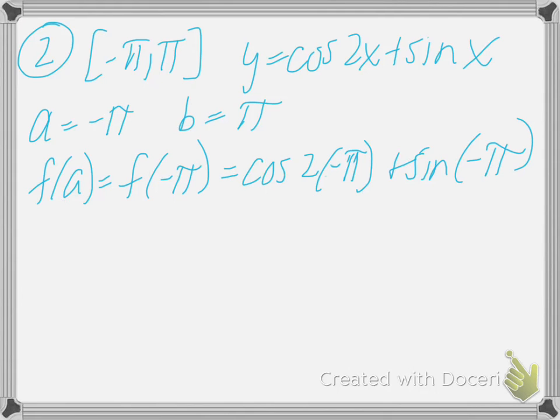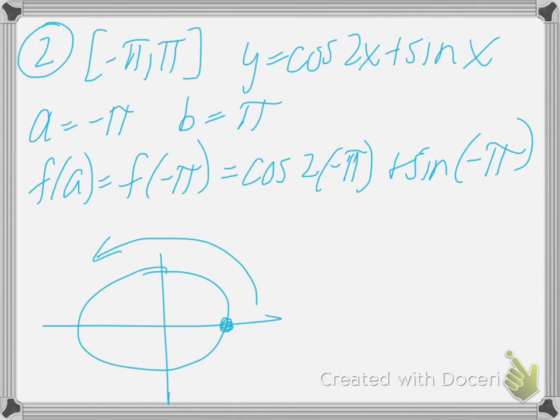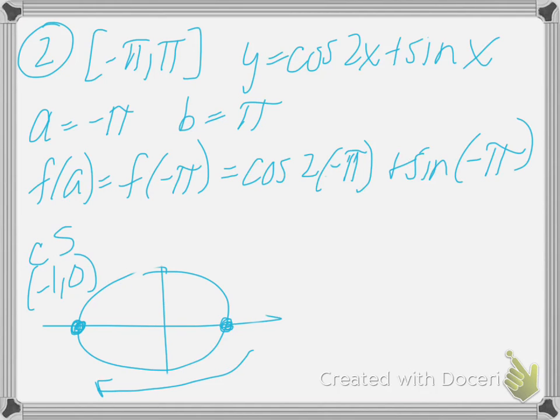If you don't have a calculator, you can look at the unit circle, and negative pi just means to start here, and instead of going in this direction, you're going to go in the opposite direction. So you're going to go this way, that way, and you're going to end up here. So it's the same thing as pi, it doesn't even matter. So this is negative 1, 0, cosine and sine. Oh, this is 2 times negative pi.